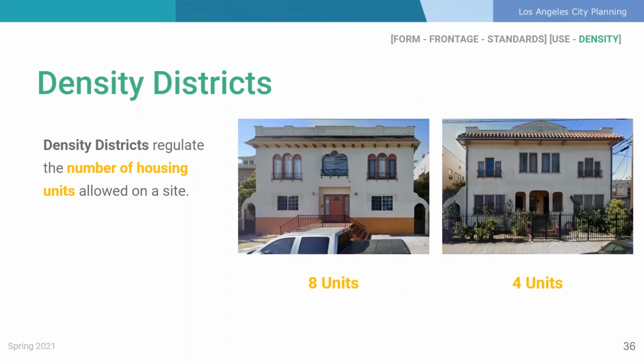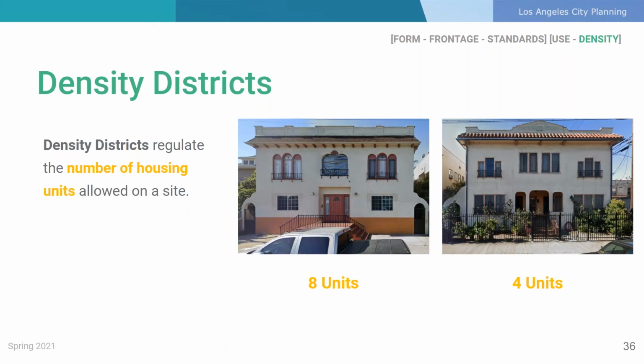The modularity of the new zoning code allows for flexibility in the number of units within buildings of the same size and scale. In this example, we see 2 multi-unit housing buildings that are similar in size. The one on the left has a density district that allows for a maximum of 8 units, but the one on the right allows for a maximum of 4 units. This means that the one on the left could have up to 8 potentially smaller units, and the one on the right could have up to 4 potentially larger units, since the buildings are similar in size.